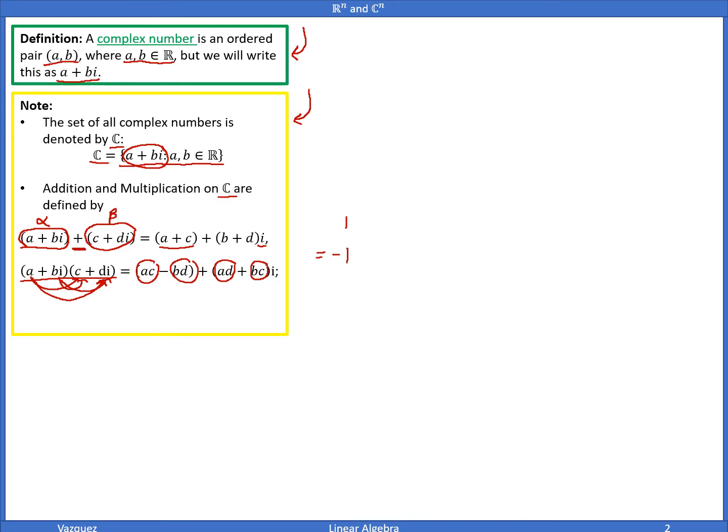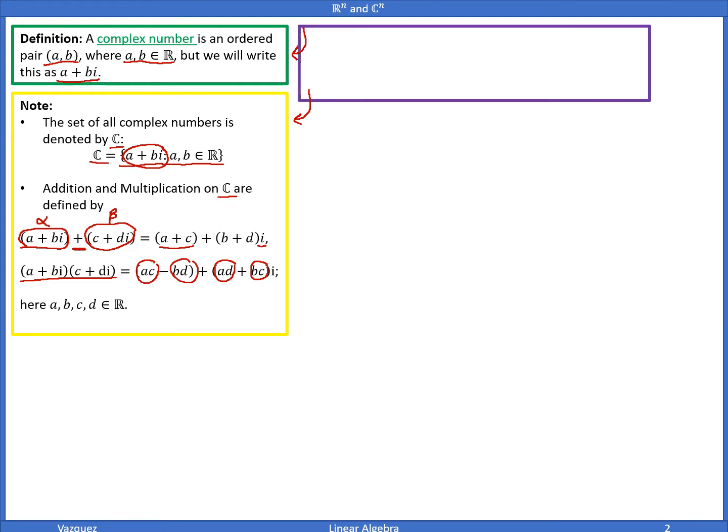And again, I'm just going to erase so we have space for the stuff to come. And here, of course, a, b, c, and d are all real numbers by definition of complex number. Now, this purple box up here that popped up means we're going to be going over an example. So what if we had to evaluate these two complex numbers being multiplied? How does that work? Well, as we saw down here, we just follow these steps.